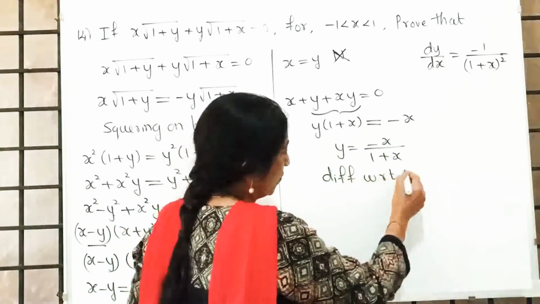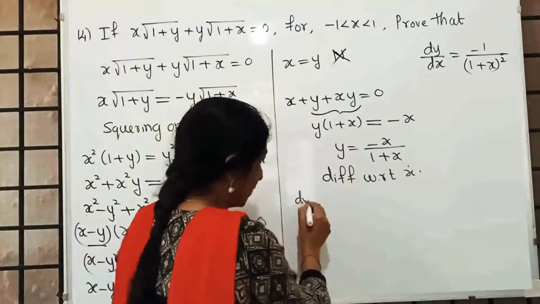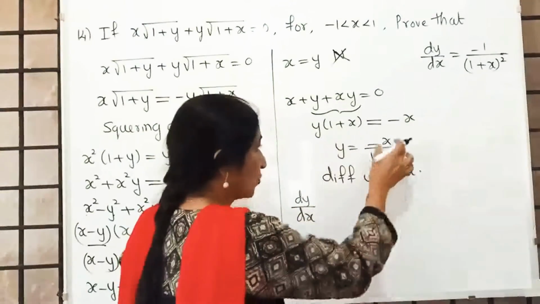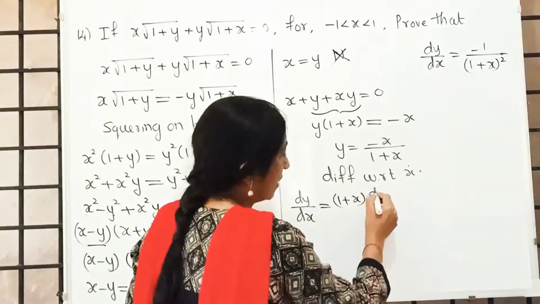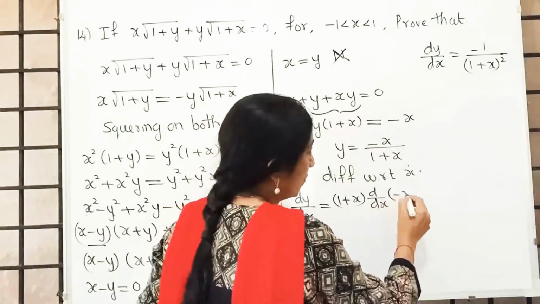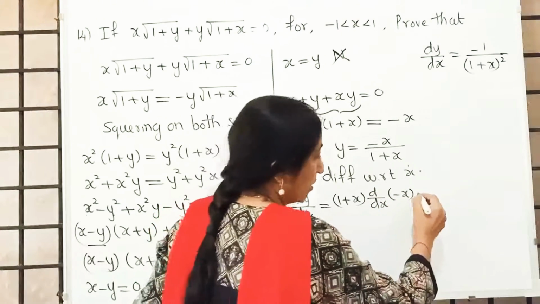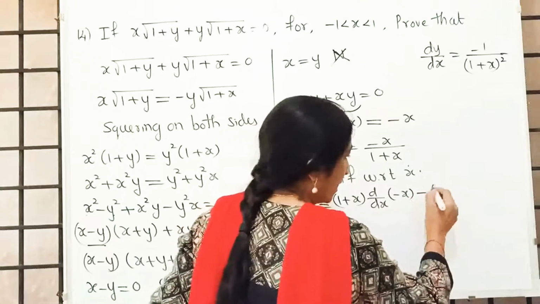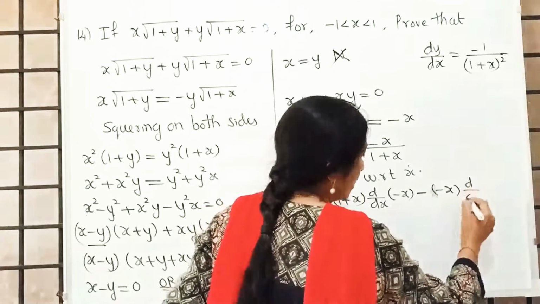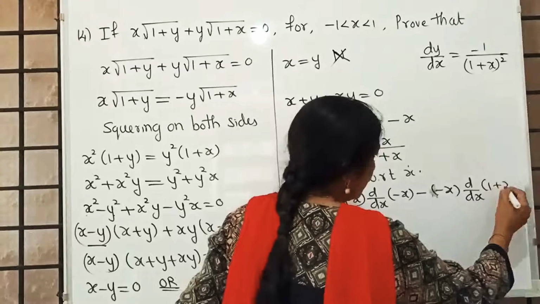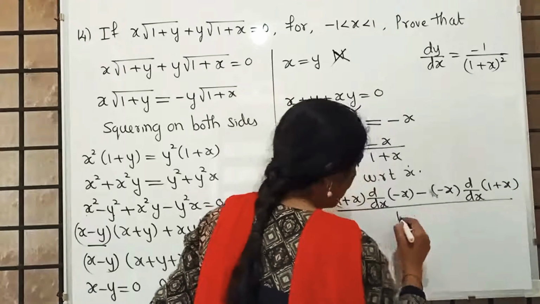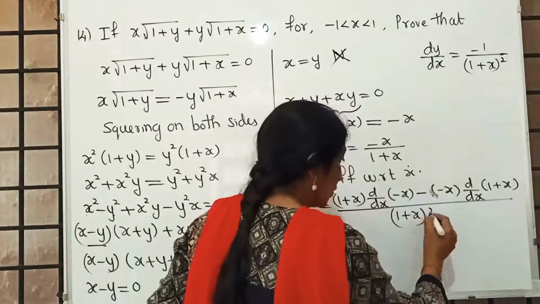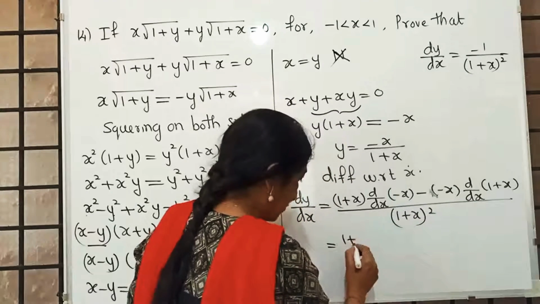Differentiating with respect to x. dy upon dx is equal to, this is a quotient rule, 1 plus x into differentiation of minus x. Understood? Minus, in the bracket write minus x, differentiation of 1 plus x, whole divided by 1 plus x whole square. This is 1 plus x.